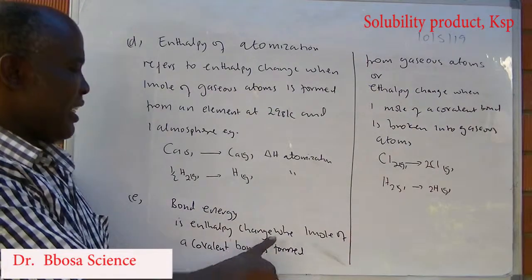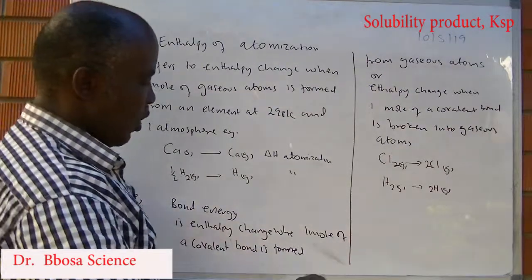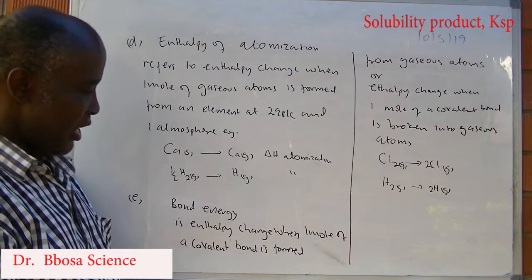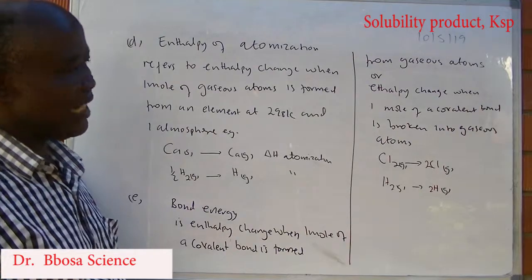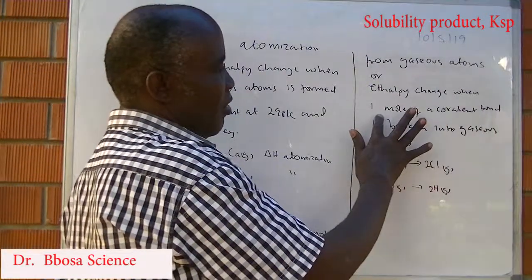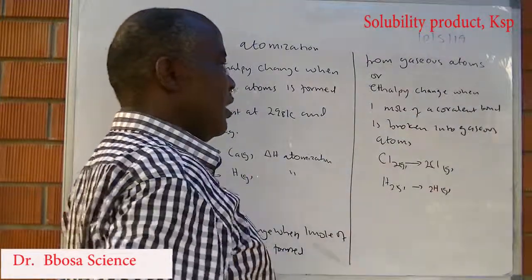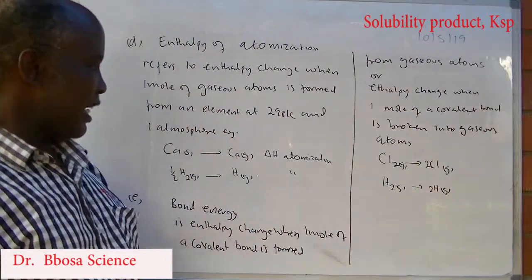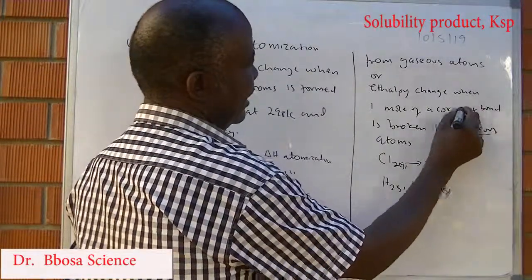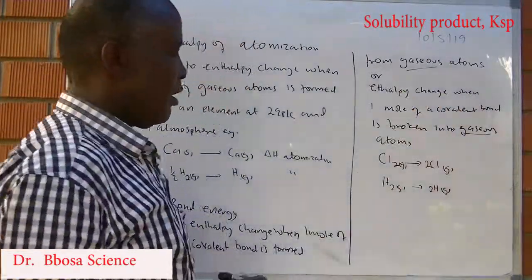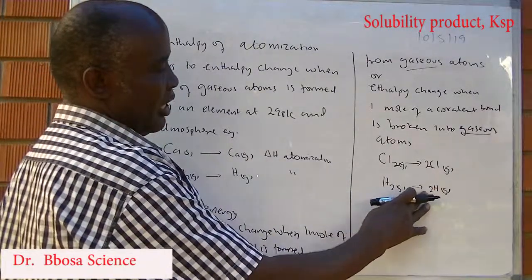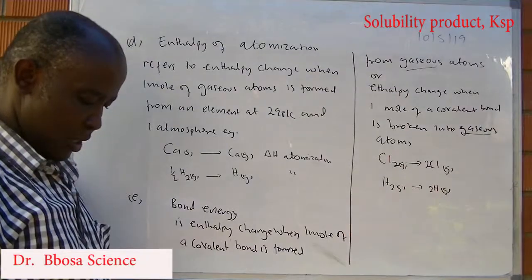Bond energy is the enthalpy change when 1 mole of a covalent bond is formed from gaseous atoms, or the enthalpy change when 1 mole of a covalent bond is broken into gaseous atoms. For example, hydrogen gas will break into hydrogen atoms, 2 moles.